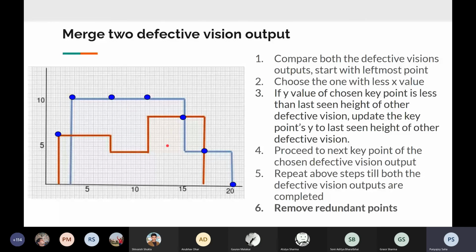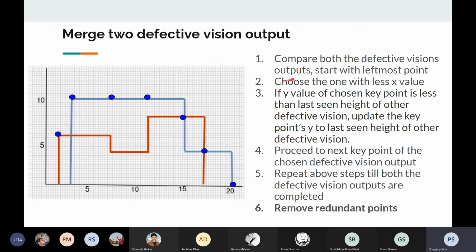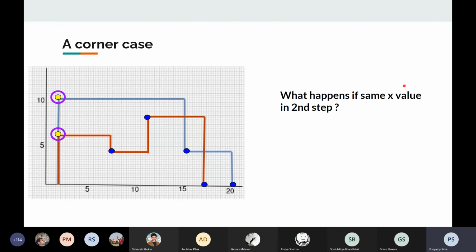Now let us see one corner case. What should we do if we have the same x value in the second step? By second step, I mean where you have to choose the one with less x value. So what should we do here? This is a tricky case, and our current algorithm cannot solve it. What can be the solution for handling this corner case?